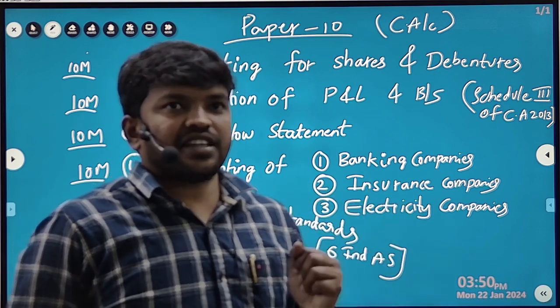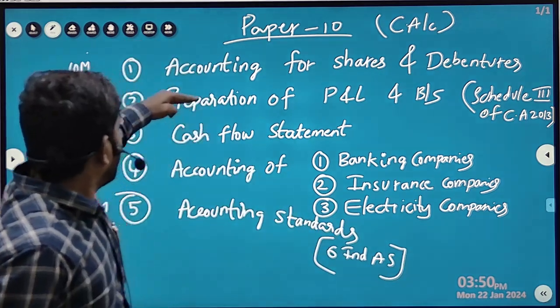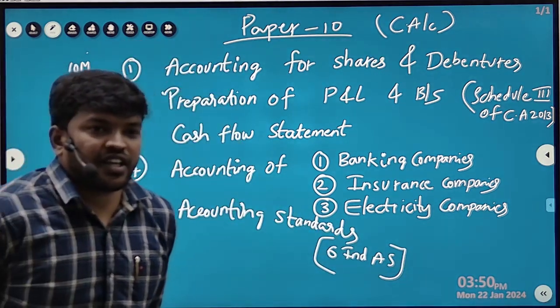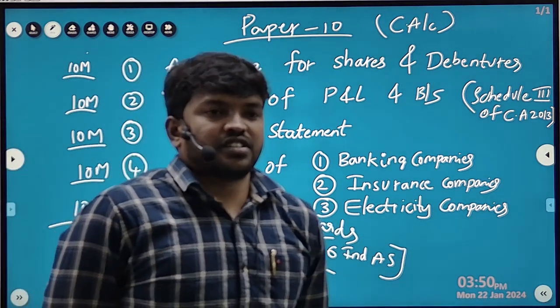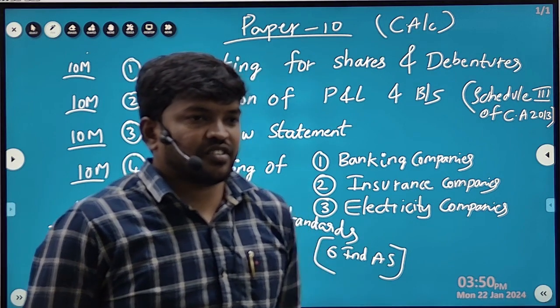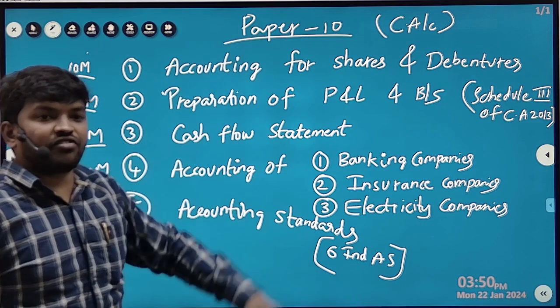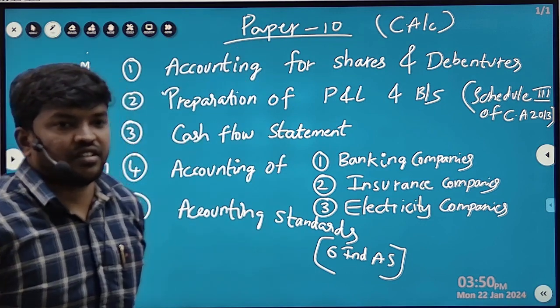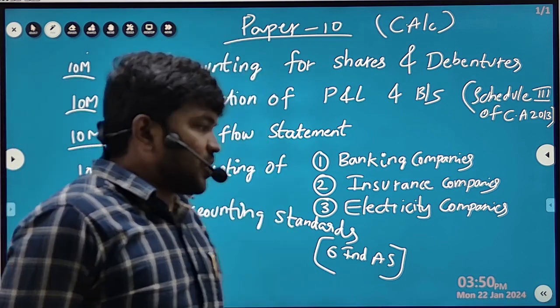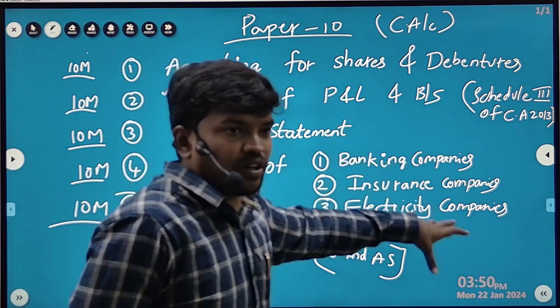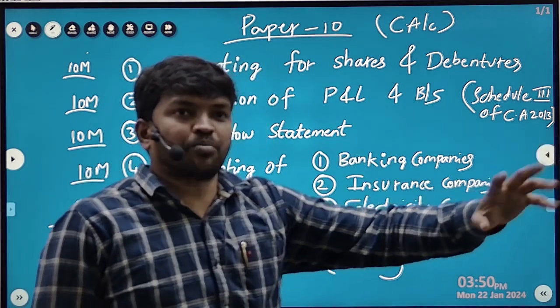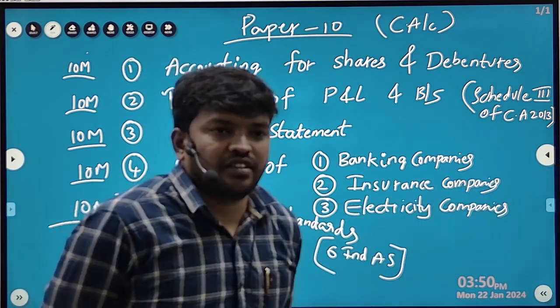In the next class, we will start chapter number 1, accounting for shares and debentures. Out of these 5 chapters, this is a big chapter. I request you to go through the whole index once, the whole topics once. Clear?